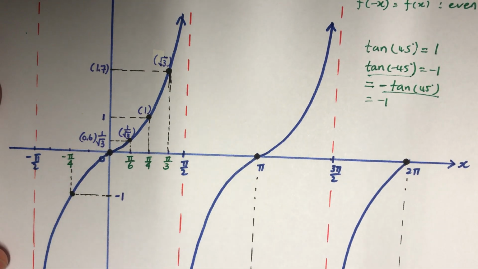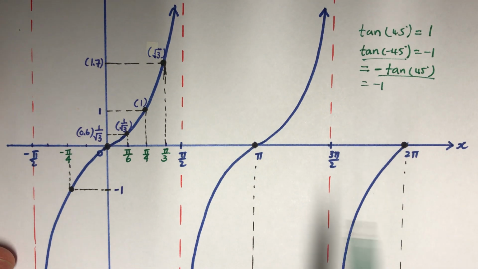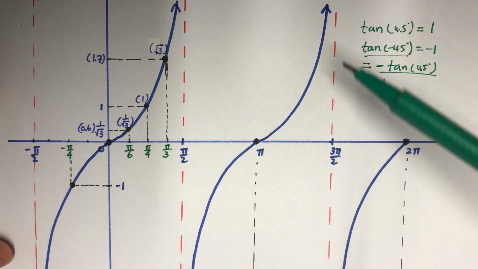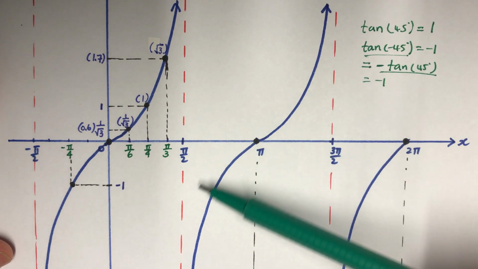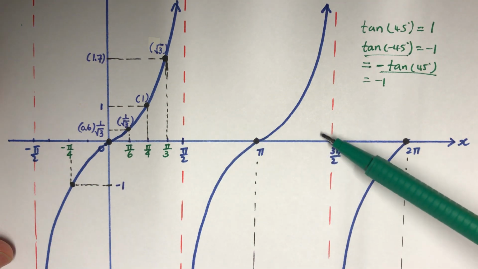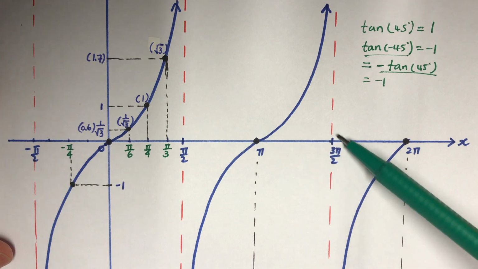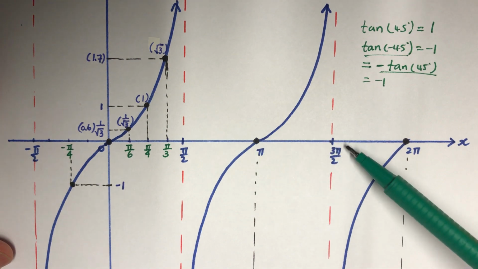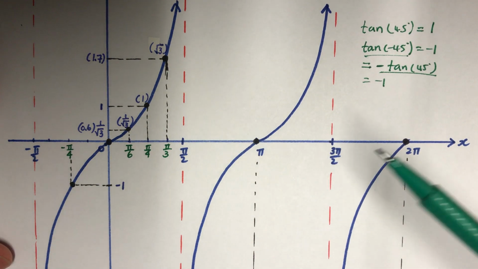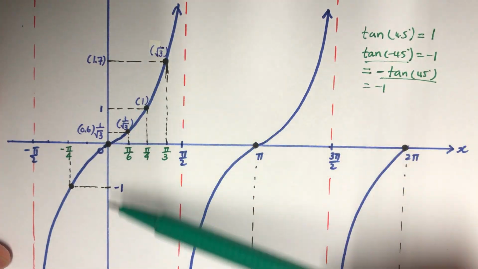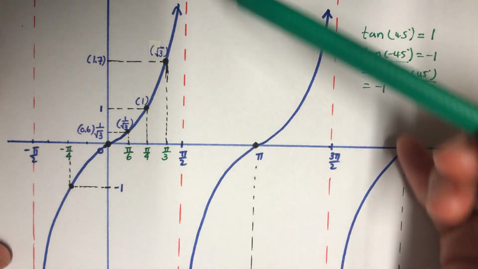And the period. Let's have a look at the period. It's not 2 pi anymore. This is one whole pattern, and this is the same one whole pattern. That's actually pi. And then amplitude, we don't have an amplitude here because it keeps continuing.